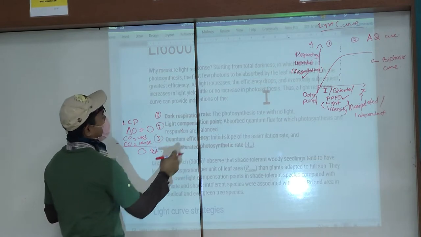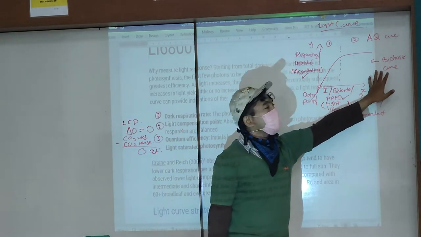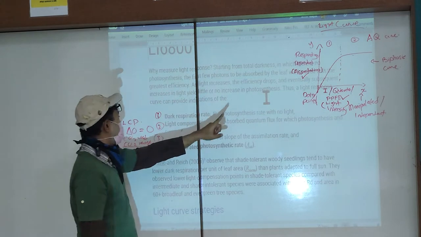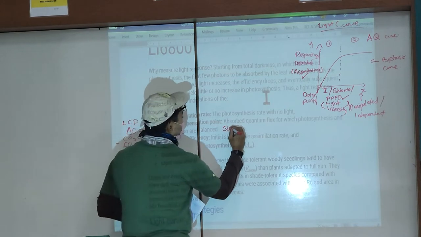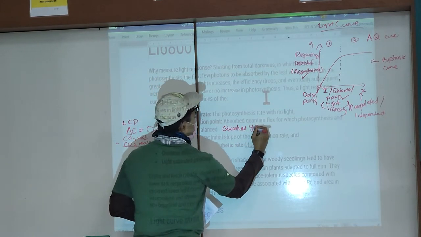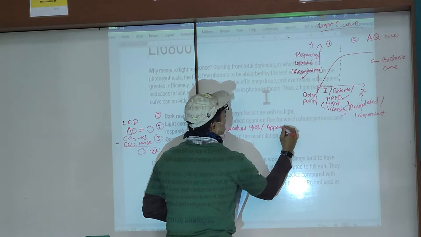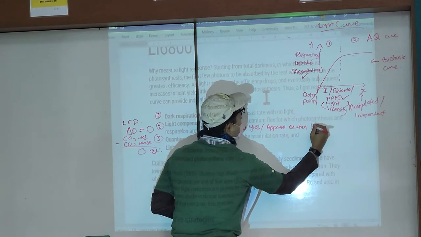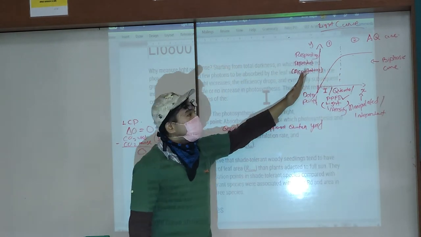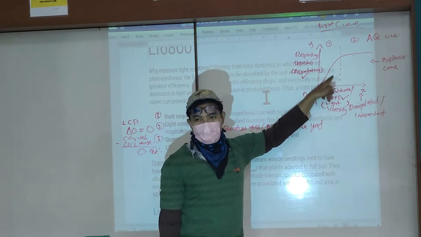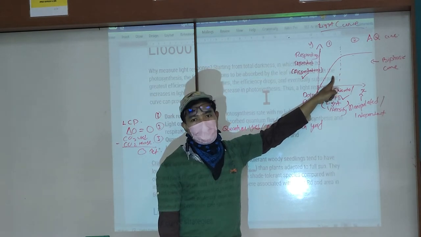Number three is the quantum efficiency, the initial slope of the assimilation rate. So this biphasic curve, the first part of the curve is called the quantum efficiency, or in some books, it's called quantum yield. Some books even call it apparent quantum yield. This first part, this slope here, it's very straight, right? So when it looks very steep this way, definitely it has got a slope. I hope you still remember how to calculate the slope. How do you calculate a slope?